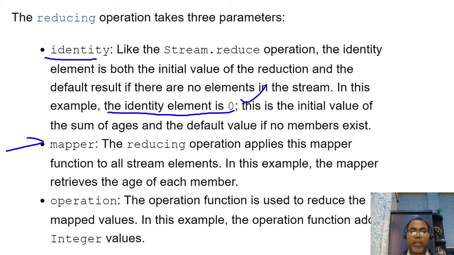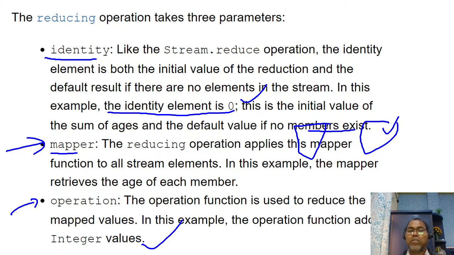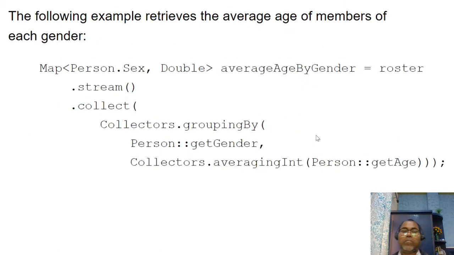After that you have to provide the mapper, meaning we have a person object. From person I want to only retrieve the age part, so the mapper takes that. After that, the third is the operation. What kind of operation are you going to perform? I want to perform sum, so you use Integer::sum. In this way you can perform these kinds of operations.